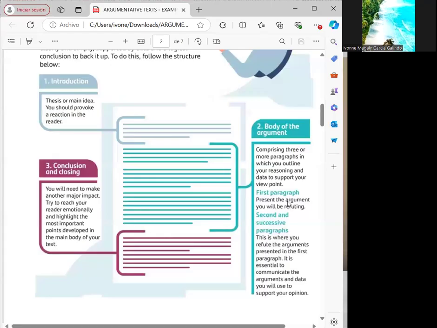First paragraph: present the argument you will be refuting. Second and successive paragraphs: this is where you refute the arguments presented in the first paragraph. It is essential to communicate the arguments and data you will use to support your opinion. This is also important.